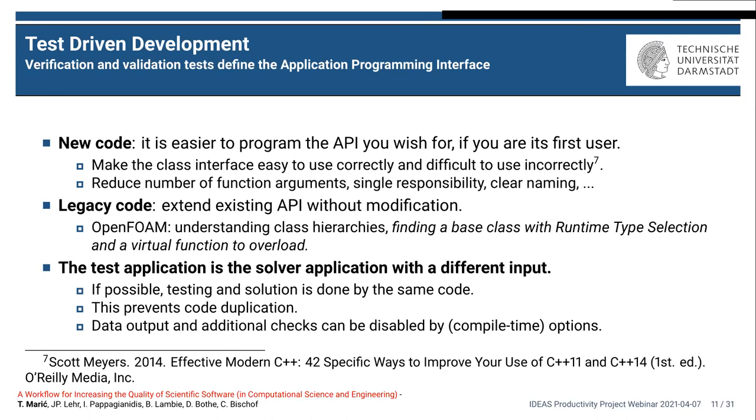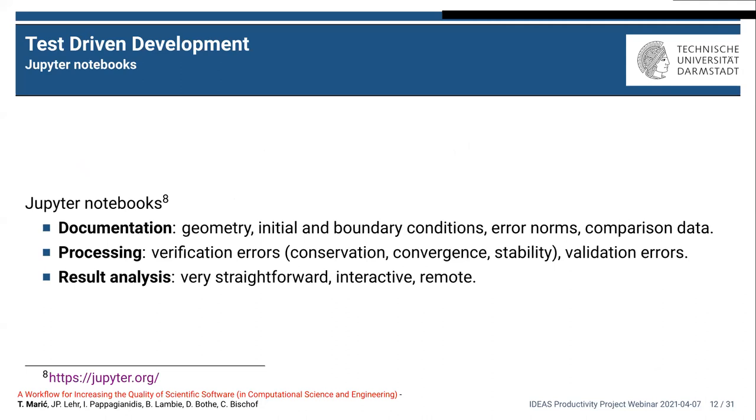Okay, and this is a part that basically connects to the visualization, and the focus on computational science and engineering. We find that we can interact with tests and document them and process them using Jupyter notebooks. There have been some other works I will mention later on that wrote their own parsers for data and visualization, and Jupyter notebooks are so powerful. I cannot recommend them enough. So we document everything. We document geometry, initial and boundary conditions, the error norm that we're using, and comparison with some data from experiments if we have them. We process the errors inside the notebooks, and we do interactive result analysis, which is really straightforward. We can do it interactively as parameter studies are running, or we can do it even remotely if the parameter variation is running on the cluster.